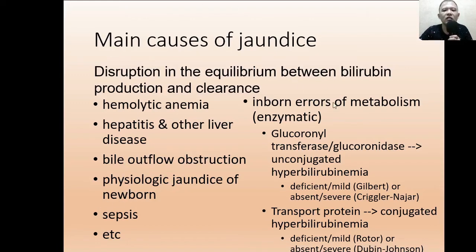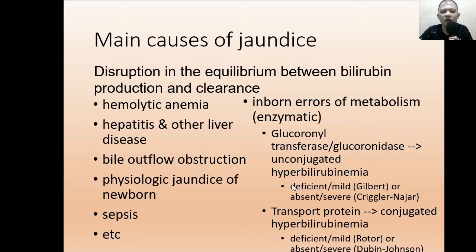We also have inborn errors of metabolism. This one is seen among neonates. You have a deficient glucuronidase. Glucuronidase, by the way, is the enzyme that conjugates bilirubin.